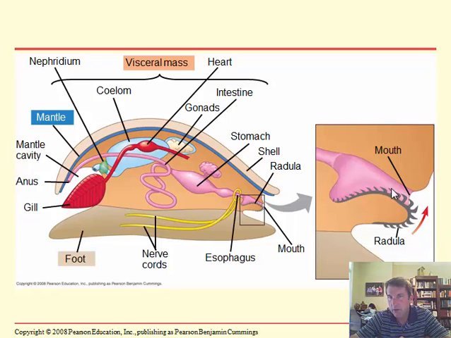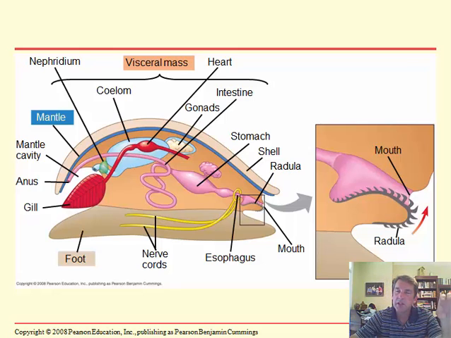This shows an insert here of the mouth of a snail, which is a particular type of mollusk in the class Gastropoda. But you see an insert of its mouth, and it has a unique structure in its mouth called a radula that it uses to kind of chomp up its food. So that's unique to the mollusks. So as I mentioned, the snail here is in the group called Gastropoda.